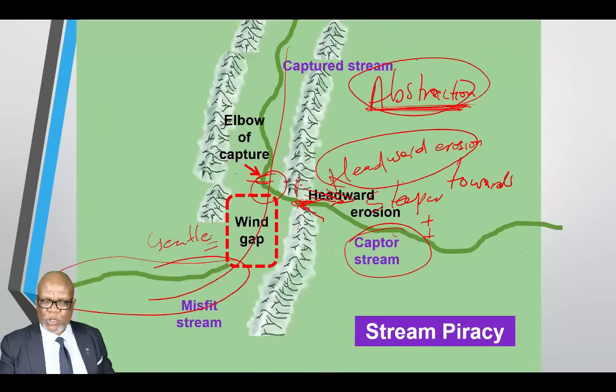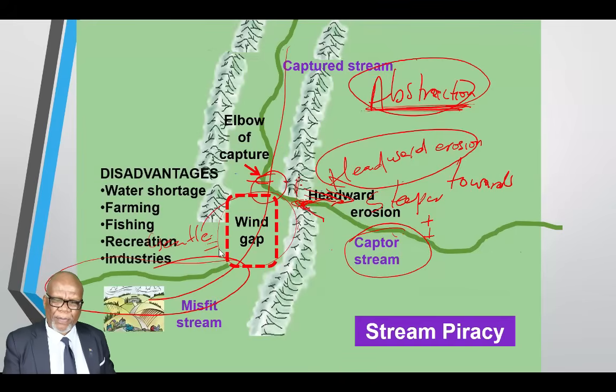And this area where water used to pass, water is no longer passing here. What is passing here is the wind. So we call this place a wind gap. Now, disadvantages will be water shortage, farming, fishing, recreation.